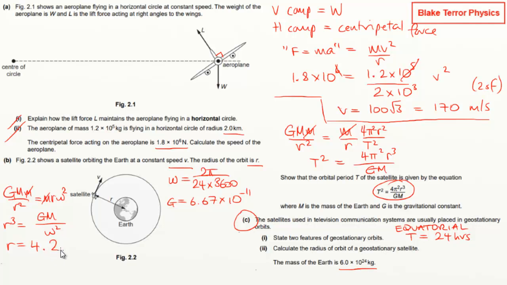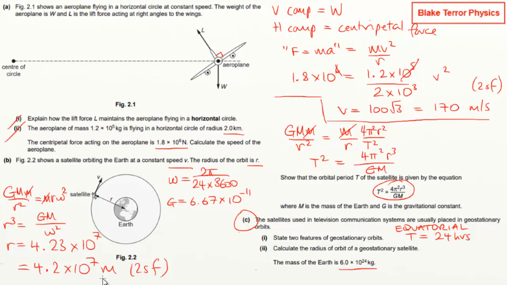I'll put it in and then we can sort it in a minute. How many zeros have we got here? 7. 10 to the 7. So that is 4.2 times 10 to the 7 meters to 2 significant figures.